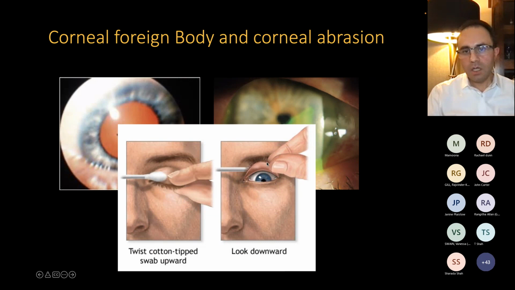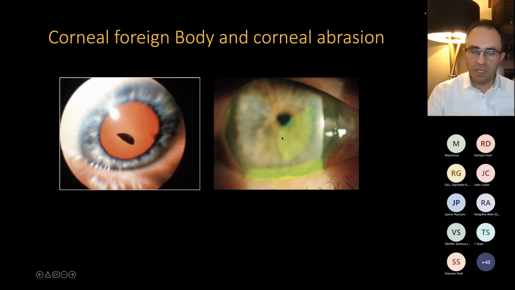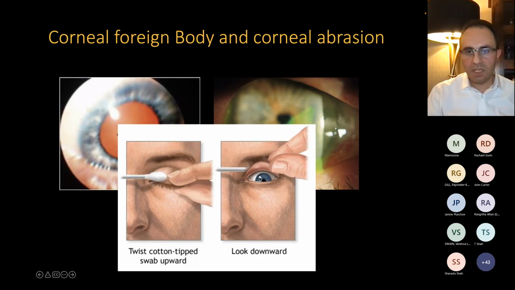Very important to try to evert the upper lid to see if there is any foreign body hidden there, because sometimes, or in many cases, you will see abrasion, and the patient says, I can't remember any story of trauma, but then if you evert the upper lid, you will see a foreign body there rubbing against the eye.